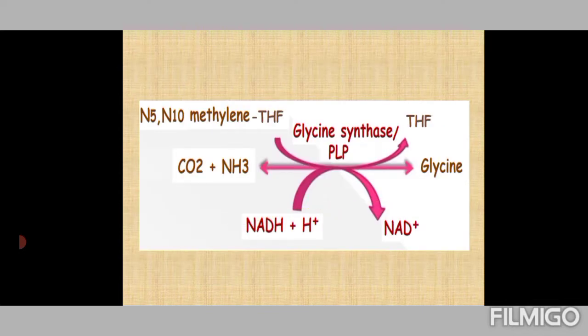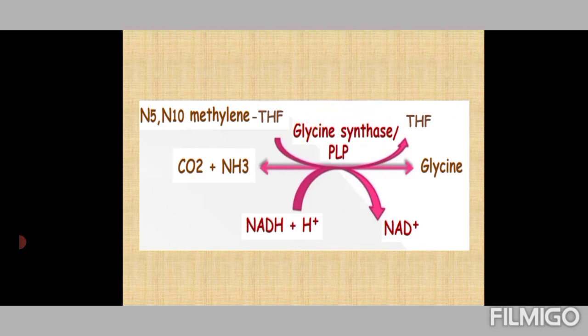The first one is formation of glycine from carbon dioxide and ammonia. Now, glycine obviously has two carbon units in it. One carbon is received from carbon dioxide. The amino group is received from ammonia, and the extra carbon is contributed by N5, N10 methylene tetrahydrofolate, which is the donor of the single carbon unit in glycine. The enzyme is known as glycine synthase.